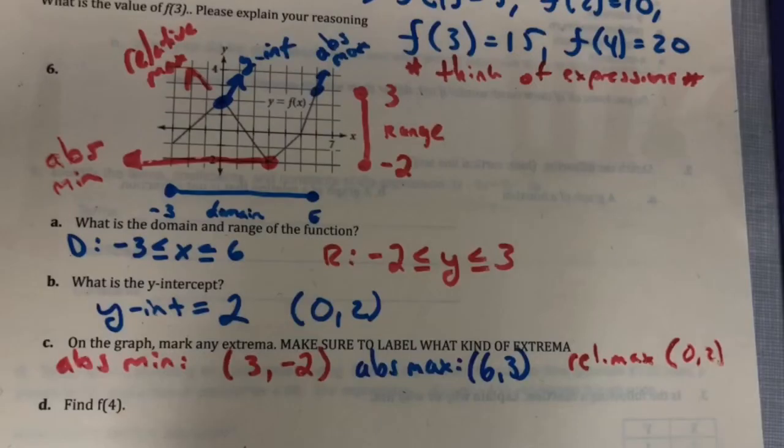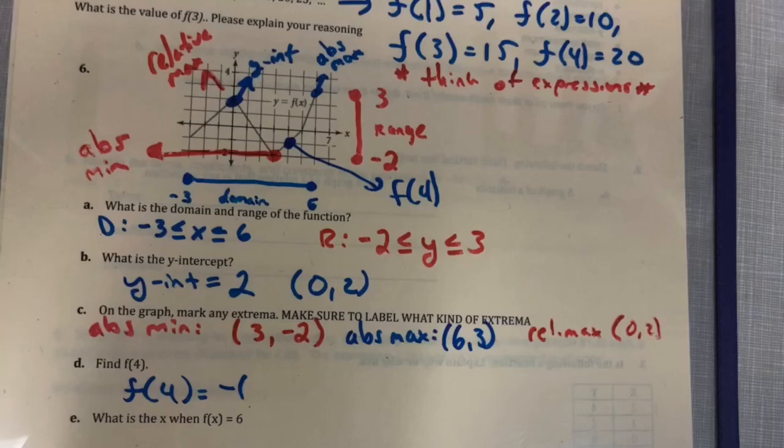So we got a lot going on here. You might want to pause it. The absolute minimum is the lowest point on the graph. The absolute max is the highest. The relative max is at the top of a hill, but it's not the highest point. So those are all marked.